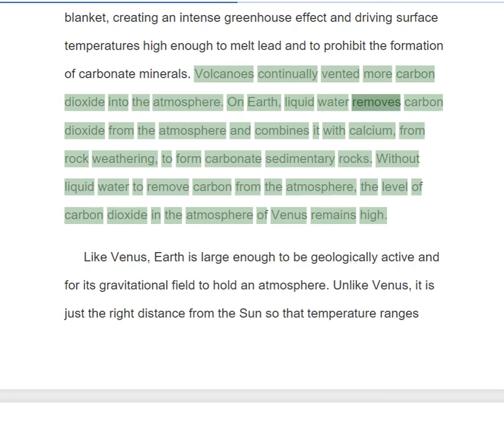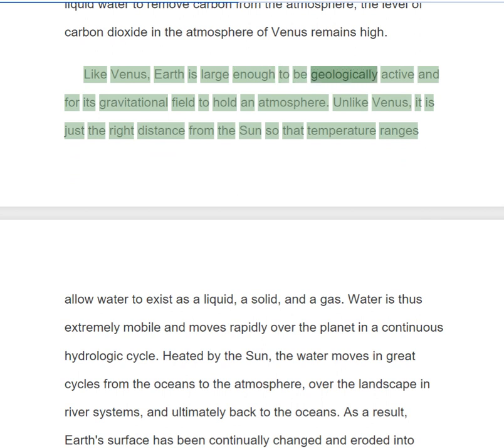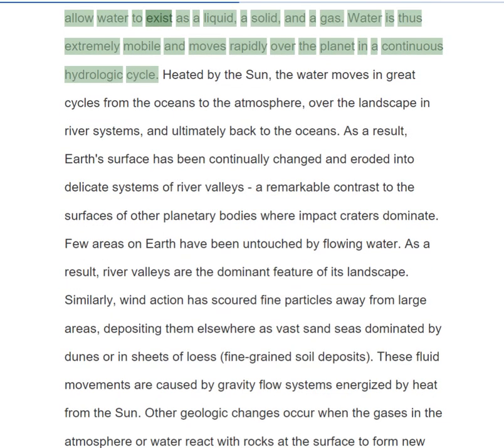On Earth, liquid water removes carbon dioxide from the atmosphere and combines it with calcium, from rock weathering, to form carbonate sedimentary rocks. Without liquid water to remove carbon from the atmosphere, the level of carbon dioxide in the atmosphere of Venus remains high. Like Venus, Earth is large enough to be geologically active and for its gravitational field to hold an atmosphere. Unlike Venus, it is just the right distance from the Sun so that temperature ranges allow water to exist as a liquid, a solid, and a gas.